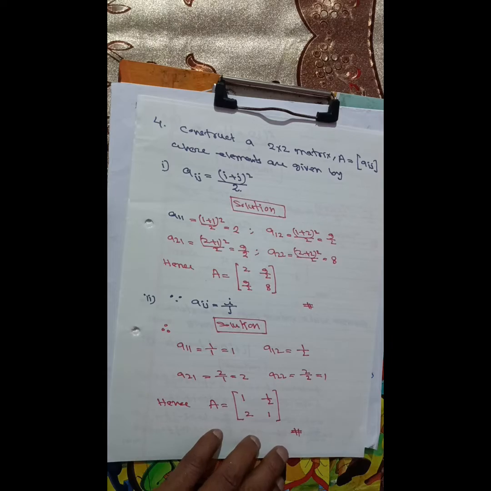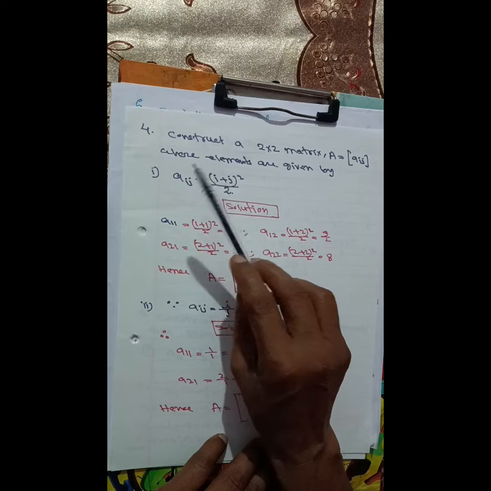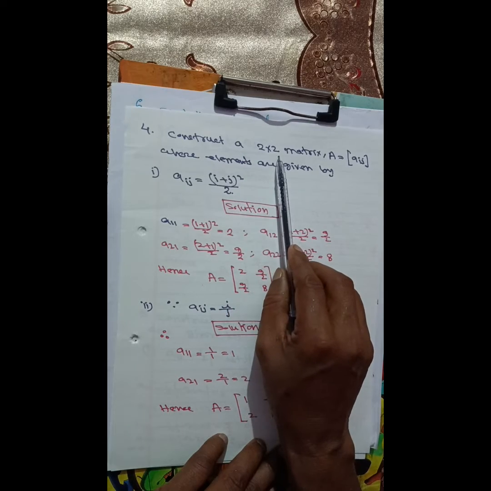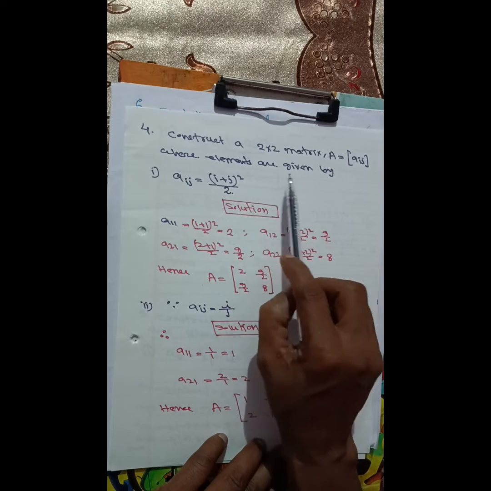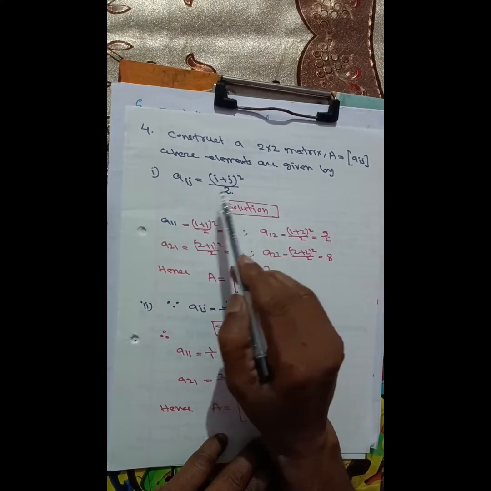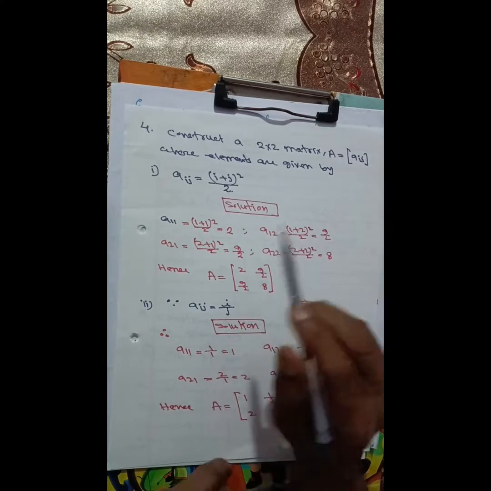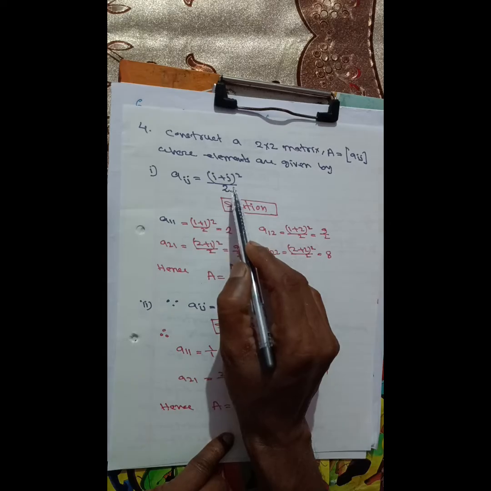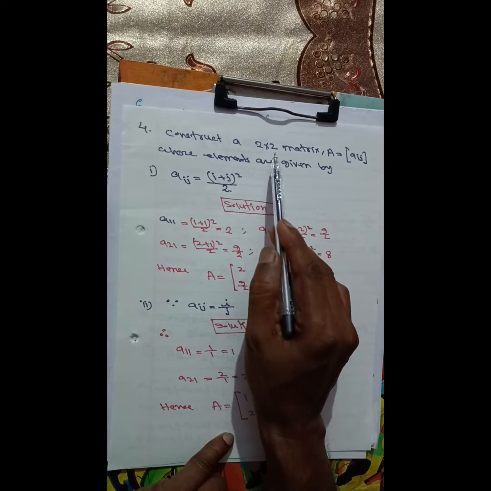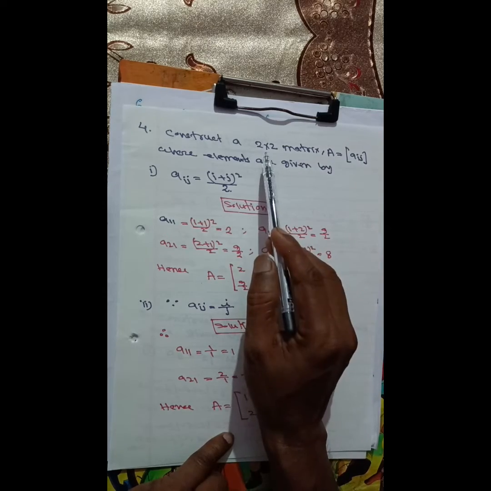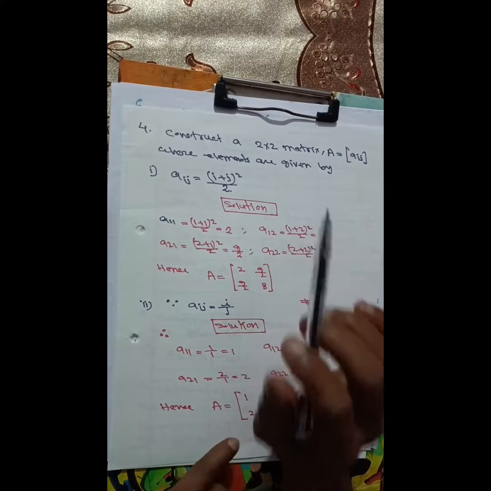No other method is required. Next, question number 4. We are given: construct a 2 by 2 matrix A = [aij], where the elements are given by aij = (i + j)^2 / 2. That is the given condition. How to find the elements of a matrix of order 2 by 2? It has only 4 elements, so we can find the 4 elements.